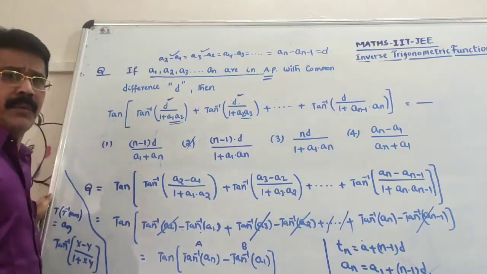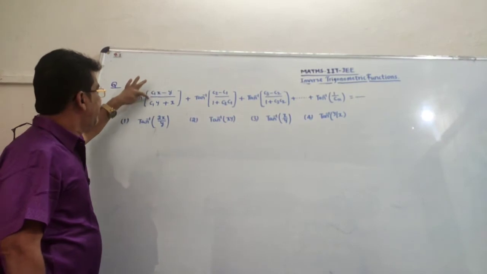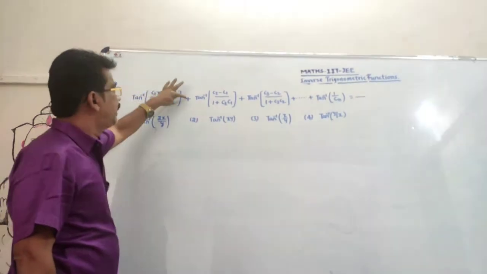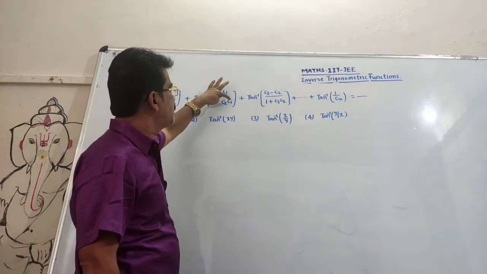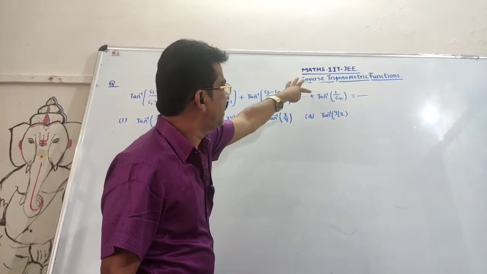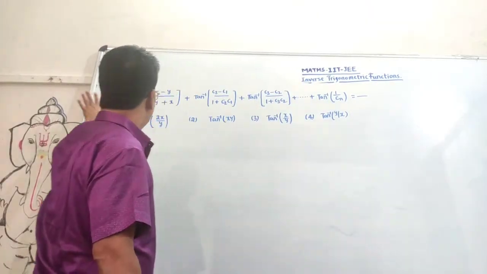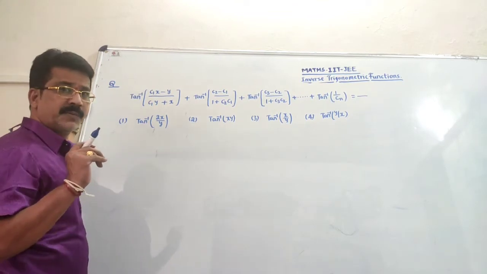Hence the problem. Important problem. Tan inverse of (c1x minus y) divided by (c1y plus x) plus tan inverse of (c2 minus c1) divided by (1 plus c2 c1), plus and so on, plus tan inverse of 1 by cn equals dash. Four options are given. Here we have to take one special step.